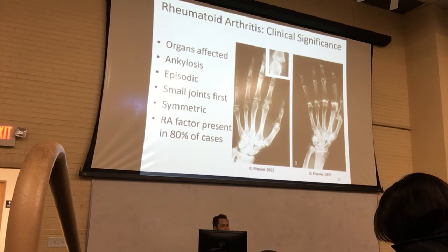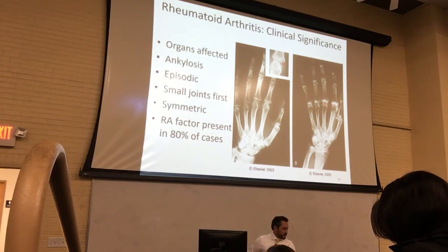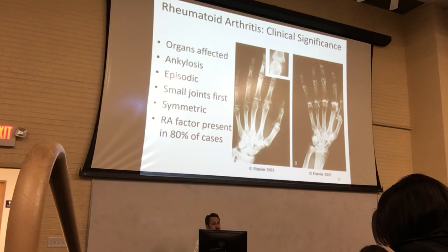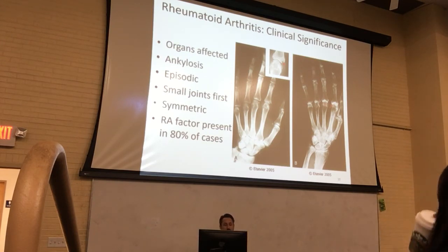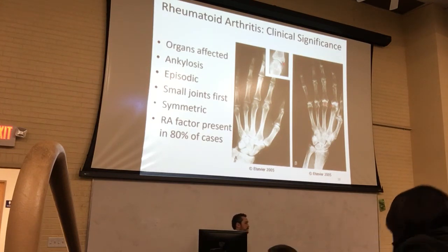The ankylosis is the bending. It tends to be episodic, meaning that there are times where it's more problematic or aggressive than others. Usually during times where it's damp and there's a lot of moisture in the air. Small joints first, we talked about that. It's symmetric, so it does both sides of the body, in contrast to osteoarthritis. And this arthritic factor has been identified in as many as 80% of the cases.